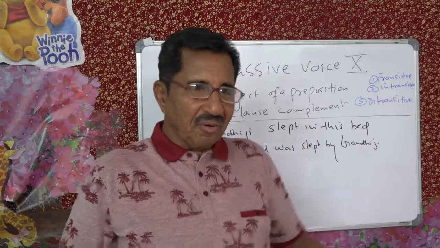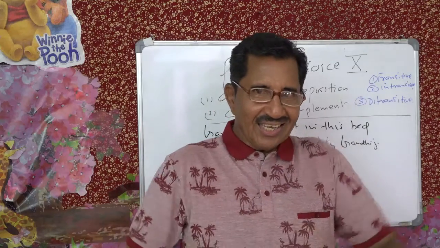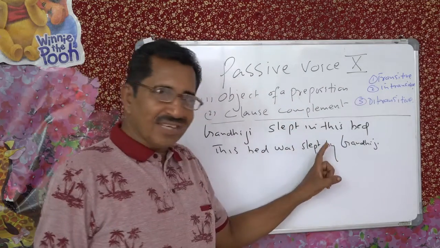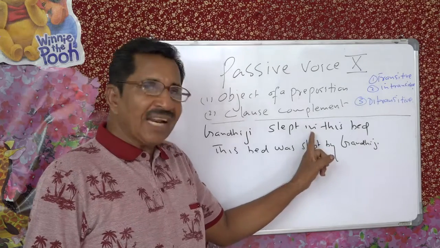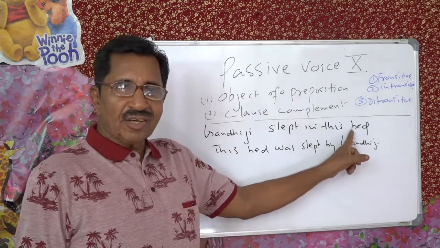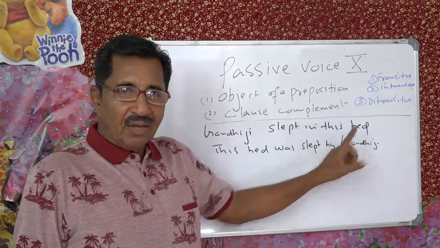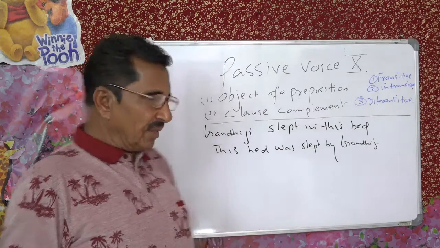Intransitive, no subject, no object. What will you do? Then immediately your eye should go here. That's a preposition, and the preposition has an object. You can start the passive with this. Not with all verbs. I told you some exceptions.